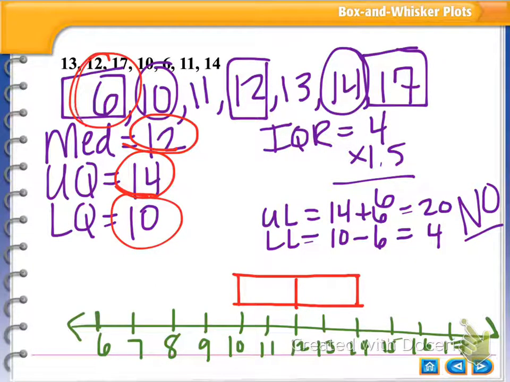I need a dot at 6 for my lower value, connecting that with a whisker, and a dot at 17 for my greatest value, connecting that with a whisker. I have now created my box and whisker plot.